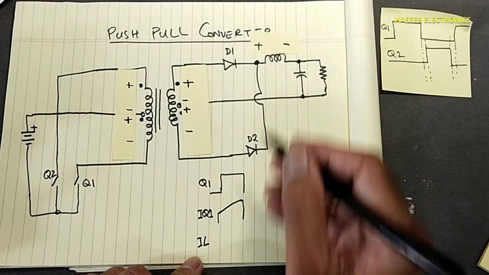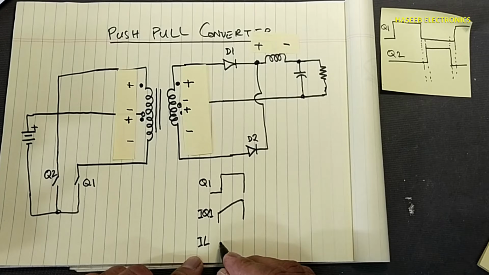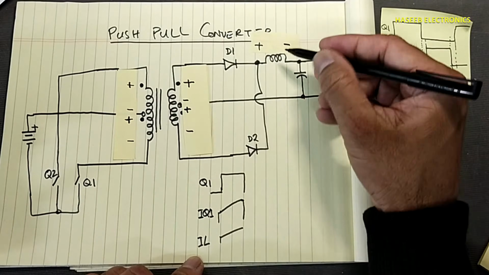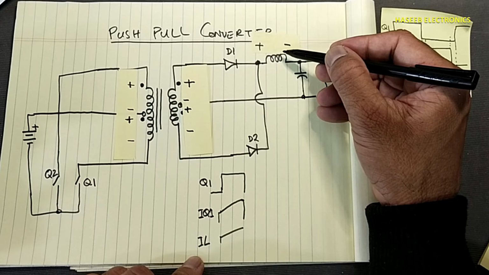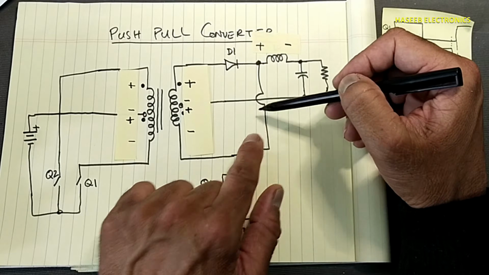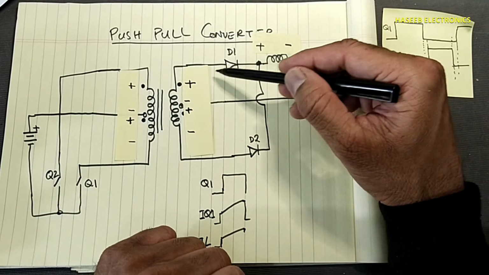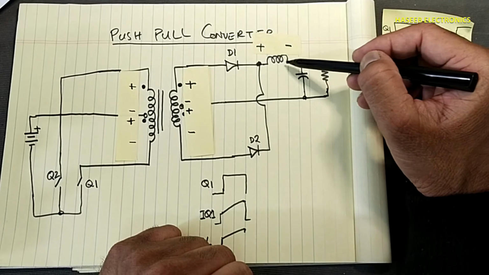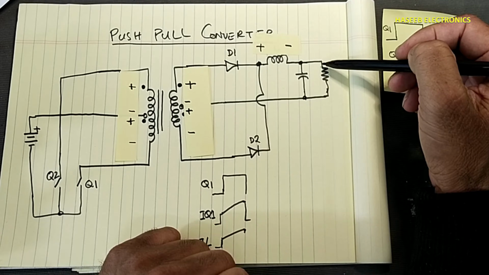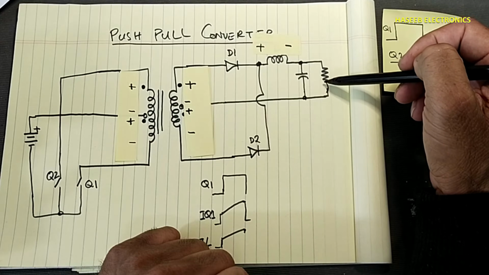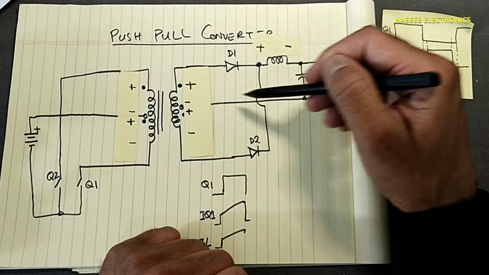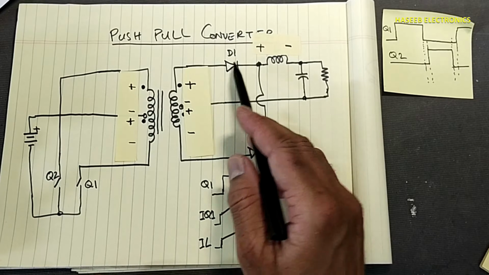IL, the inductor current. In the inductor, the current will increase linearly. Why? Because it has inductive reactance. Now this diode is reverse biased, so it has no effect. The current will flow from this portion to the capacitor. It will charge the capacitor and provide the load current. The secondary side will drive the load using D1.